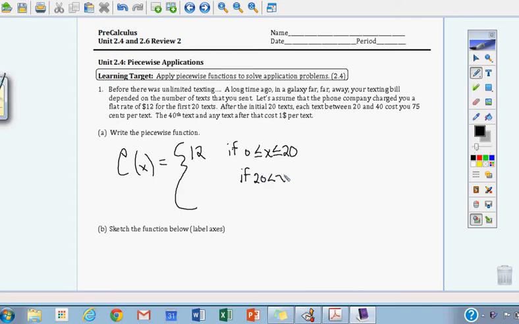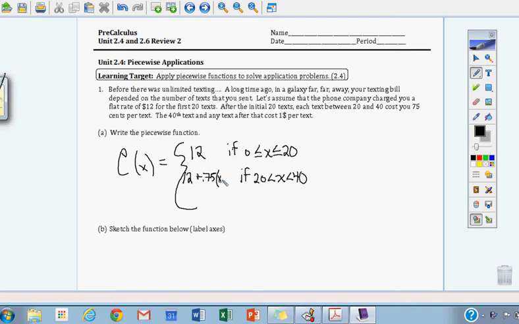20 is less than X, which is less than 40, because it says between 20 and 40 texts, each of those is going to cost you 75 cents. Well, here's the deal. You're still paying $12 for the first ones, but now we're tacking on 0.75 times, well, we can't just put X here because X would represent, like if we're talking about 30, that would be the 30 texts. We got to take away the 20 that we already have.